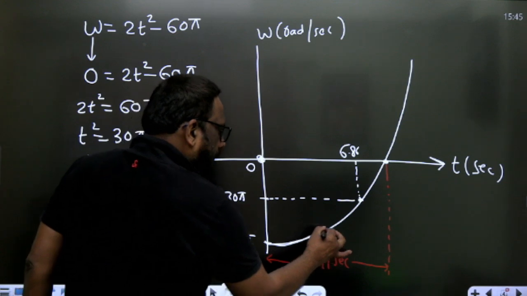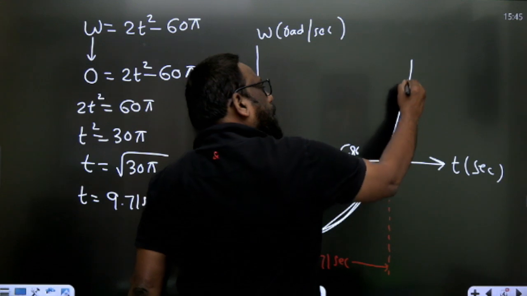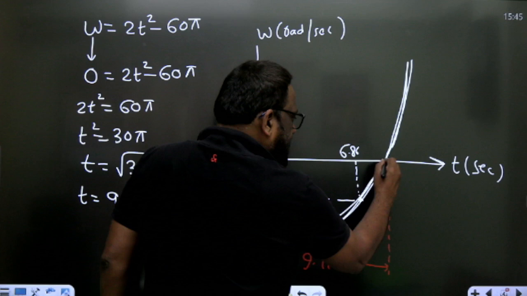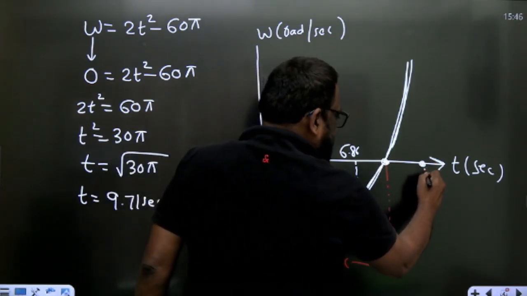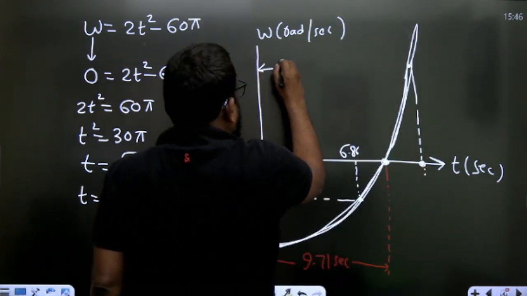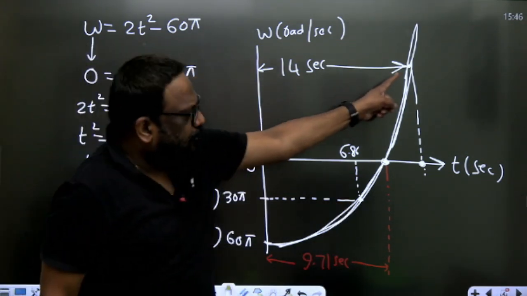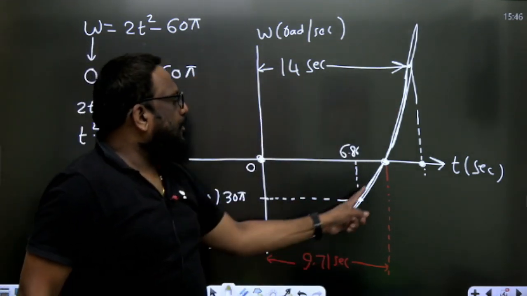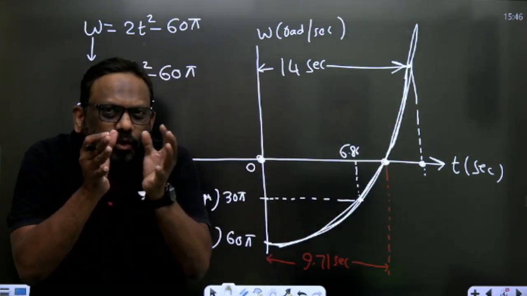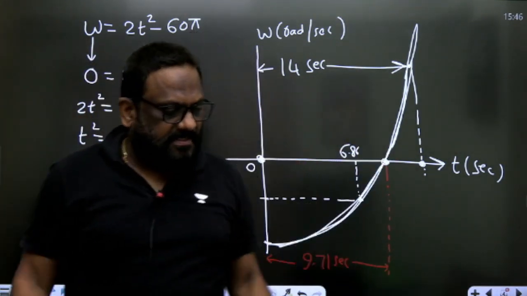This is your clockwise rotation, omega is negative, and this is your counterclockwise rotation, omega is positive. In how much time is he asking? 14 seconds. So already this is 9.71. So during these 14 seconds, these are clockwise rotations, these are anti-clockwise, because anti-clockwise means positive. He is asking the total rotations executed by the flywheel in the first 14 seconds.